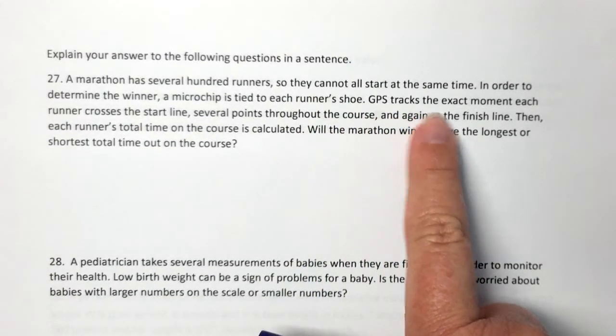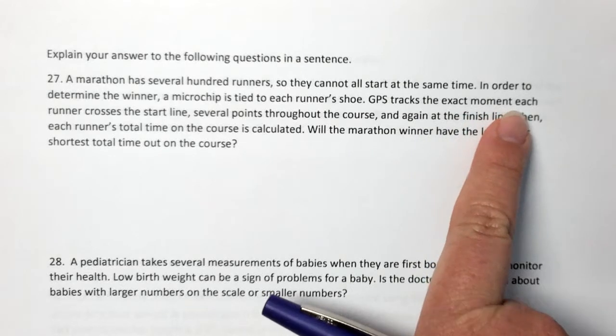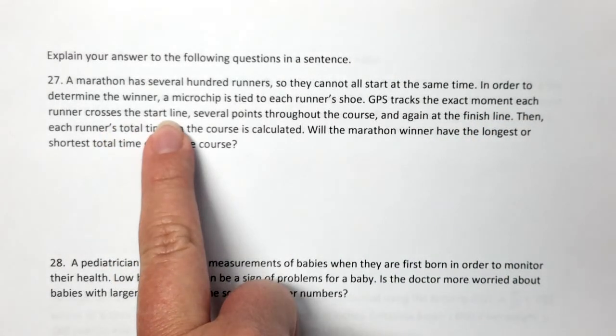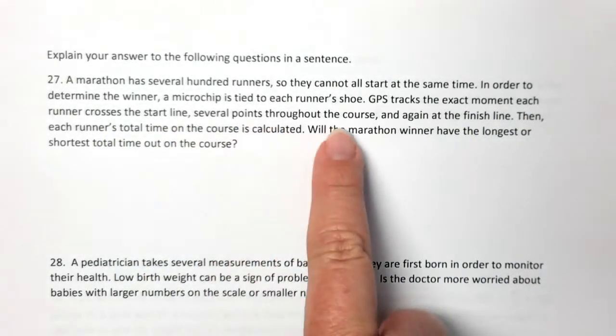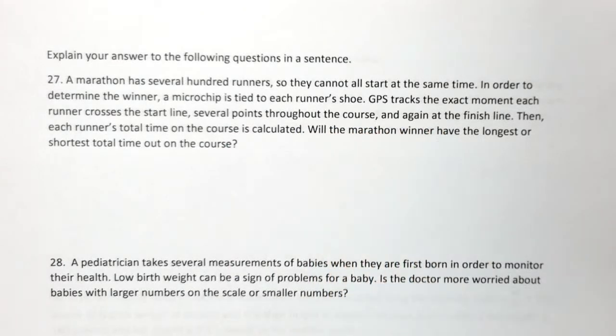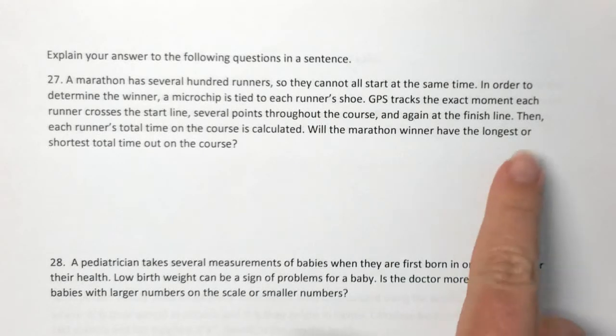GPS tracks the exact moment each runner crosses the start line, several points throughout the course, and again at the finish line. Okay, so in other words, I may start my race 5 minutes behind you, but if it tracks how many minutes it takes for me to get to each of the cutoff points, they can know the exact number of minutes I was running, even if that's a different number of minutes than you were running, because we started at different times.